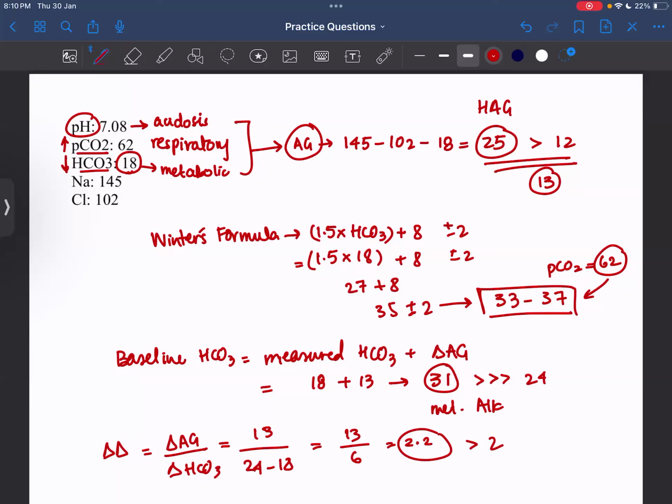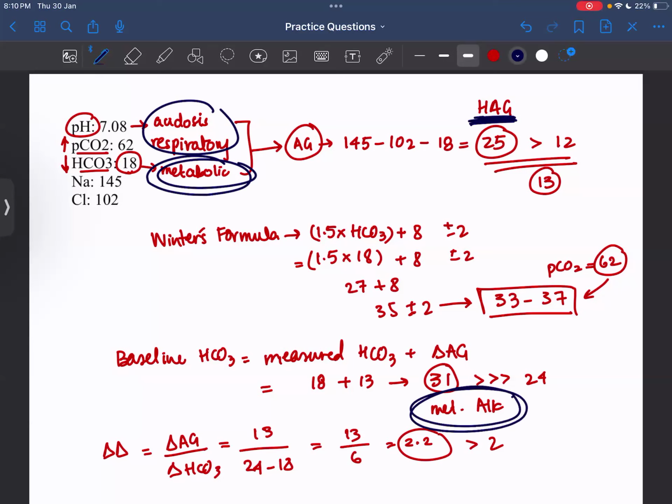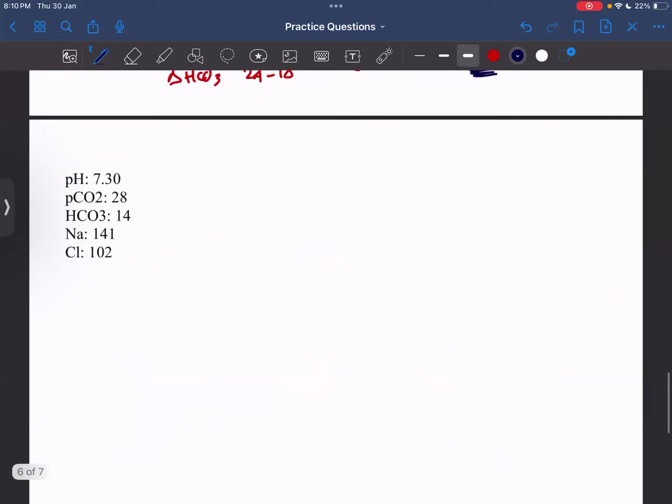So if we were to talk about this patient's entire picture, let's just quickly sum it up. This patient very obviously has respiratory acidosis, as we measured earlier, alongside a high anion gap metabolic acidosis with baseline metabolic alkalosis. The fact that it's over 2 just reconfirms that there was a pre-existing disorder going on, and in this case, that was metabolic alkalosis. So there are 3 different disorders going on in this equation right here.